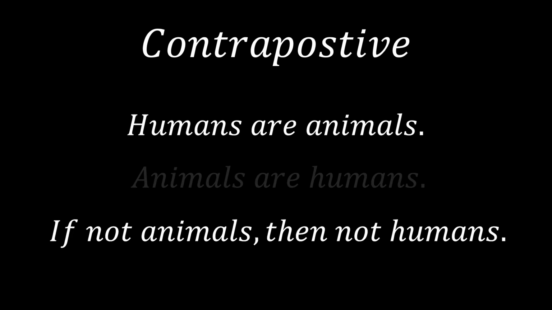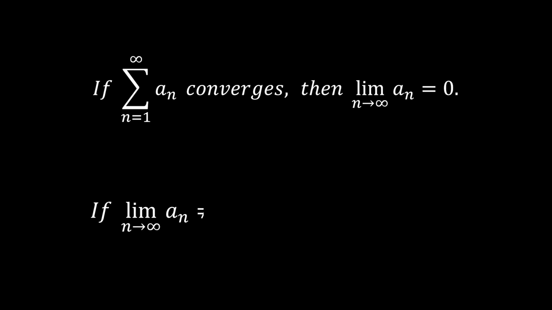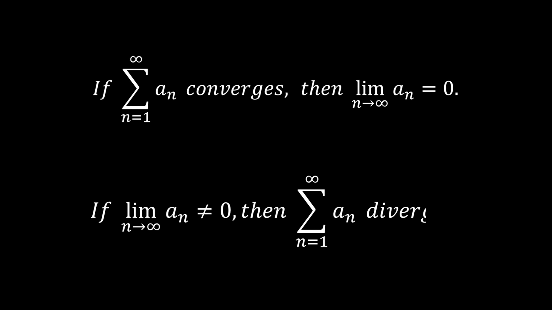This logical principle is frequently employed in mathematical fields and plays a crucial role in logical reasoning and proofs. So we want to create a contrapositive equivalent to the result we have proven earlier and use it. The contrapositive of our earlier proven statement: if the sum of a sub n as n goes from 1 to infinity converges, then the limit of a sub n as n approaches infinity is 0, is if the limit of a sub n as n approaches infinity is not 0, then the sum of a sub n as n goes from 1 to infinity diverges.